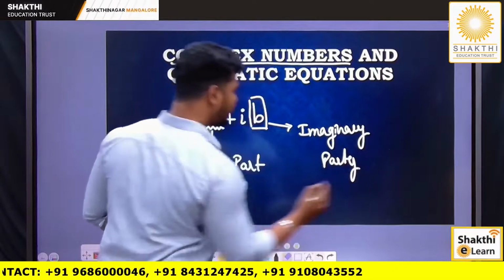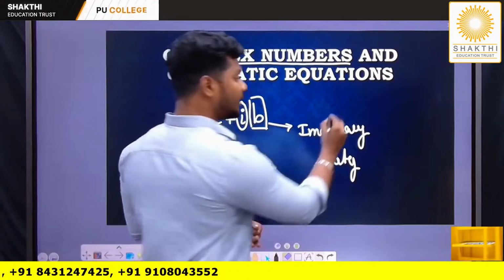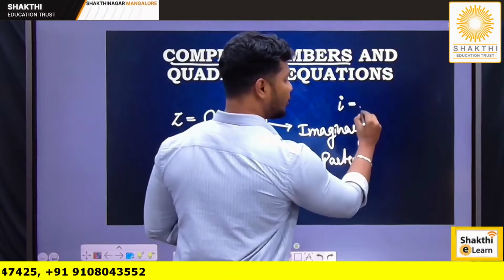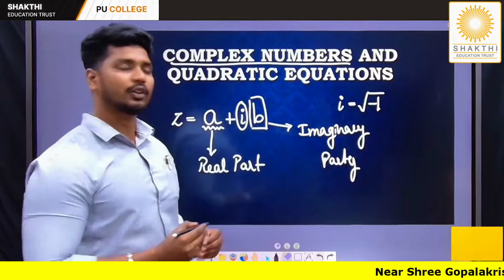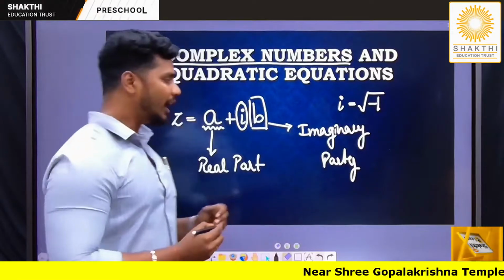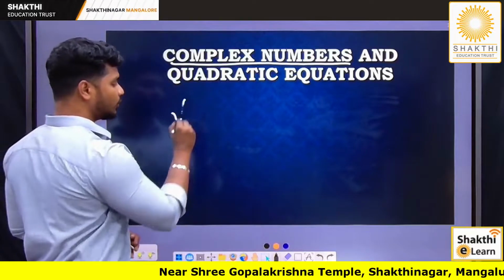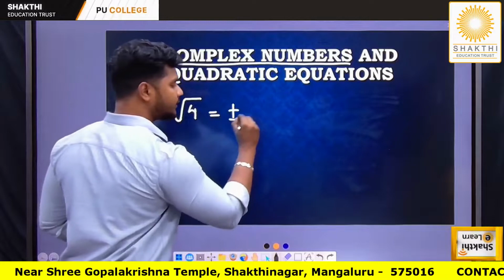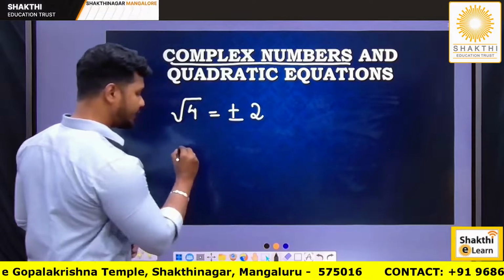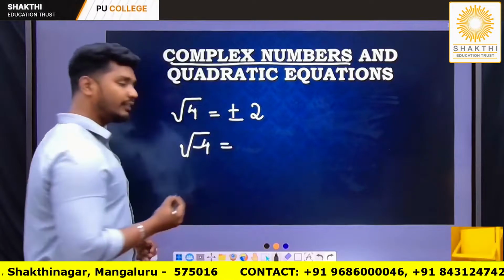Now, what is this i? That is a very important thing. i is nothing but it is equal to root of negative 1. Why are we considering root of negative 1 as i? We have the roots of the positive values. You know, the root of 4 is plus or minus 2. But when it is given a root of minus 4, we have to check what is the value.